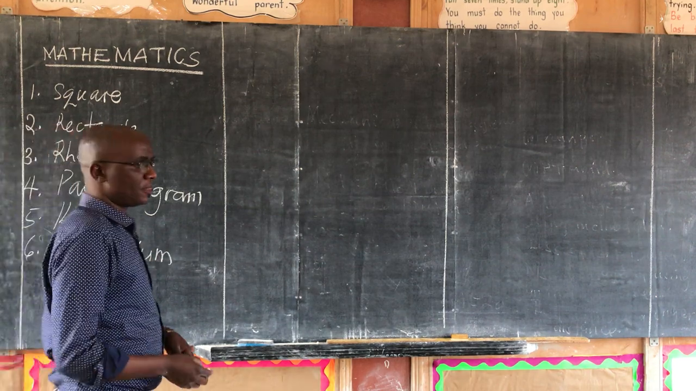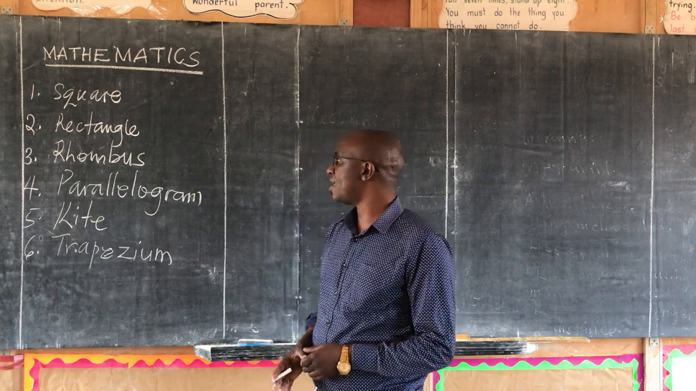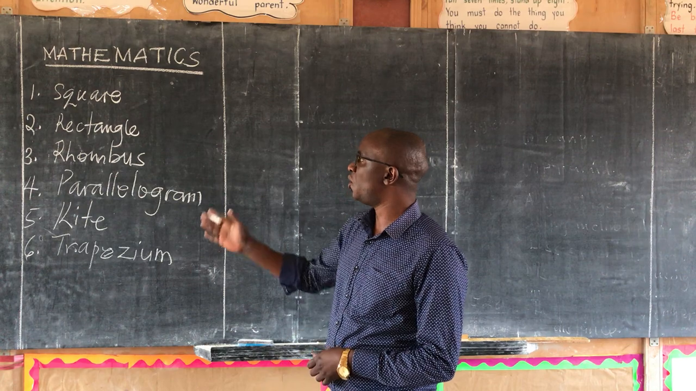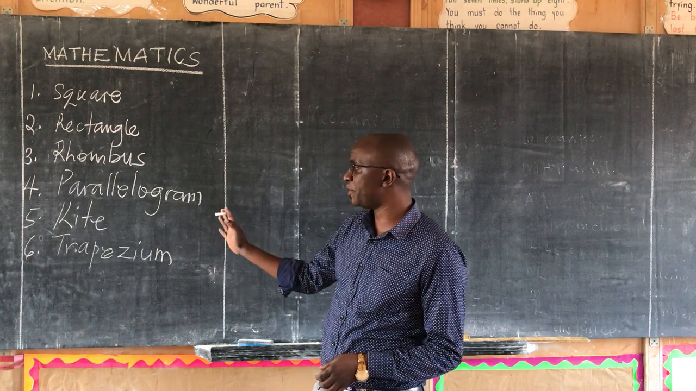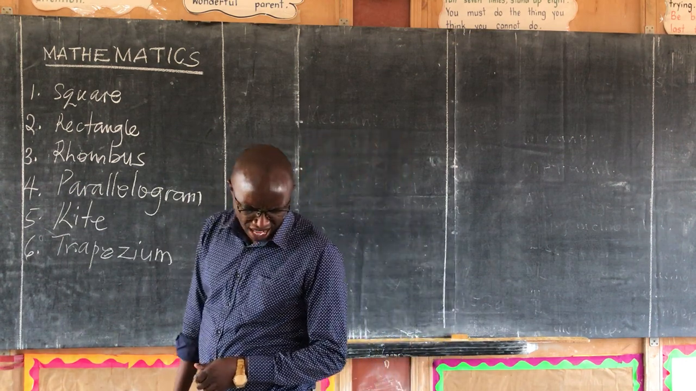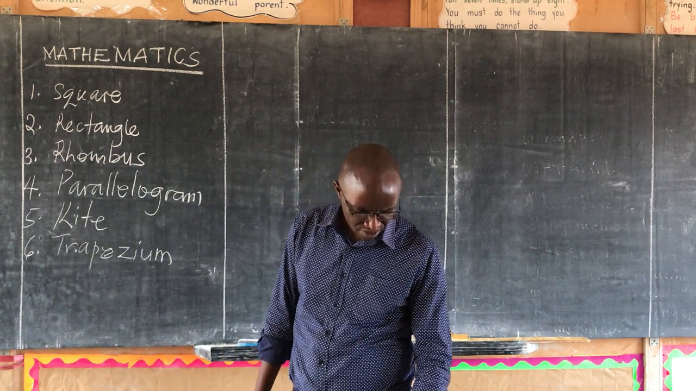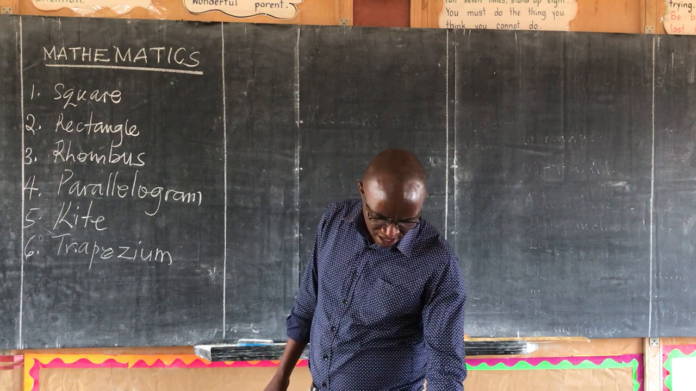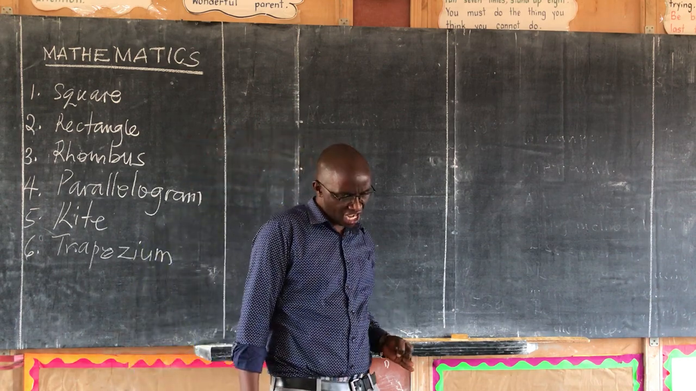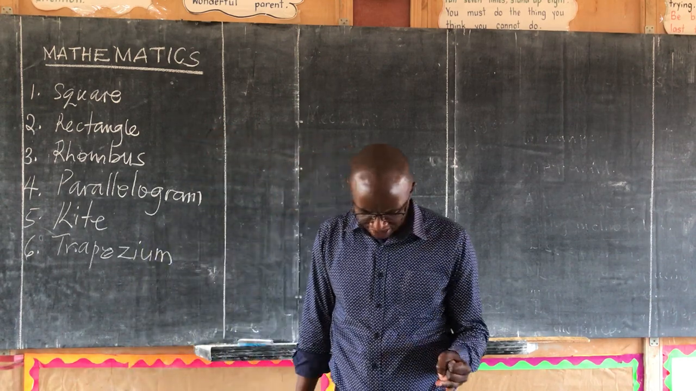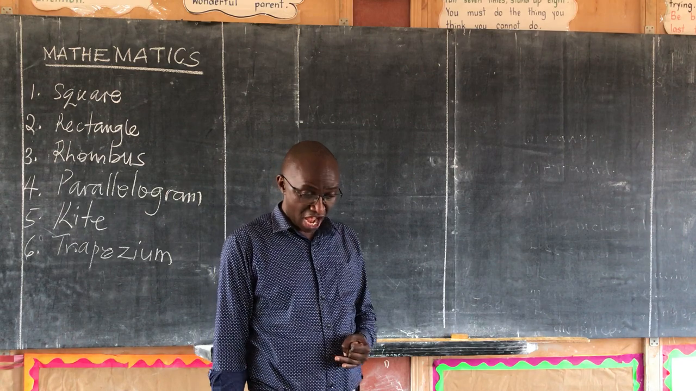I've said quadrators are four-sided figures. Those are figures that have four sides. So we have a square, a rectangle, a rhombus, a parallelogram, and a kite. If I remember, last time we looked at properties of a square, a rectangle, a parallelogram, and also a trapezium.